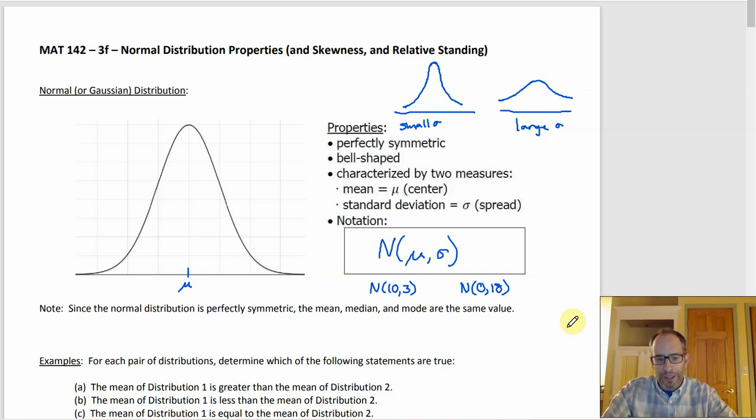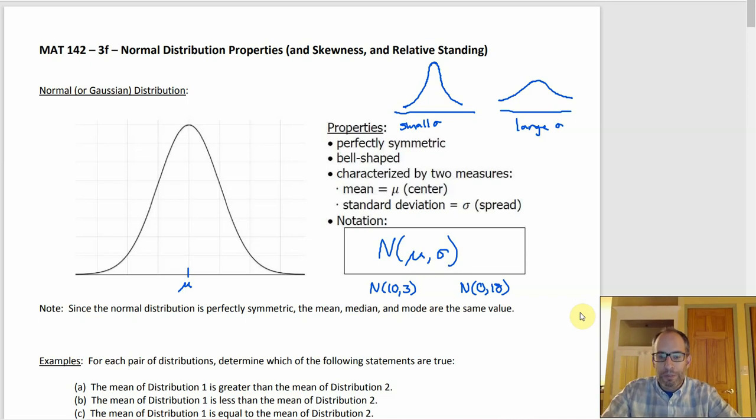And the other thing is that since the normal distribution is perfectly symmetric, all the measures of center are the same. So the mean, median, and mode are all the same value. The midrange concept doesn't really factor in here, because with this bell shape, even though it looks like it touches the axis, really it just gets closer and closer and never actually touches. So there is no real minimum or maximum value, and you couldn't compute a midrange here.